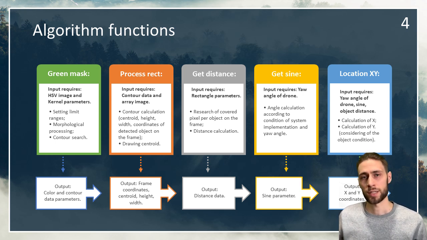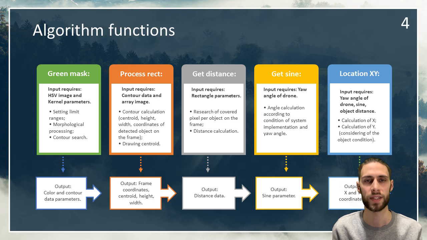This data is the basis for the next stage, determining the distance to the object. The fourth function is sign calculation, where the algorithm takes into account the rotation angle of the drone, which is an important component of the final function, which serves to accurately determine the spatial coordinates x and y. Each function is integrated into a general algorithm that ensures the autonomy of the drone.